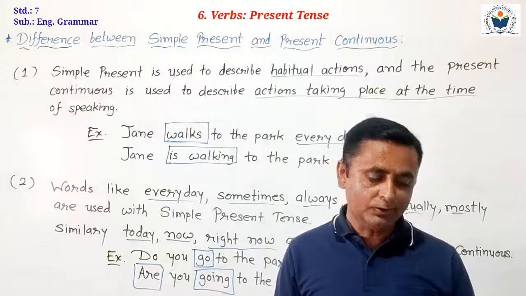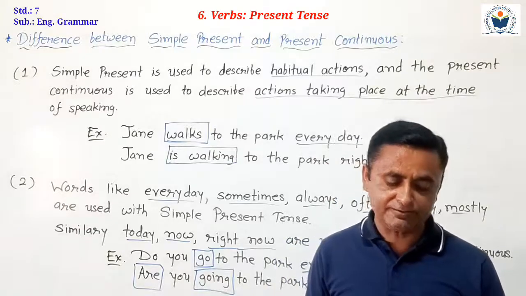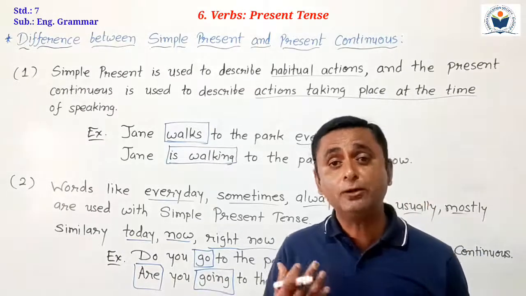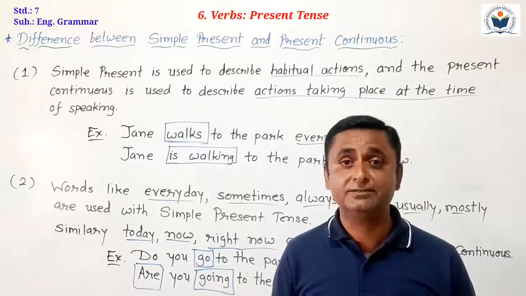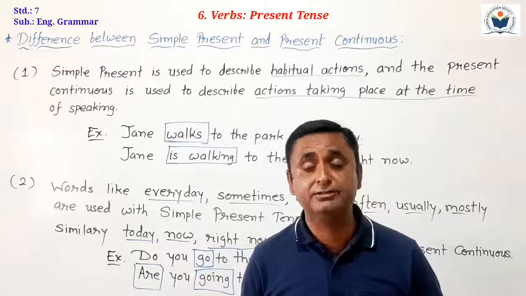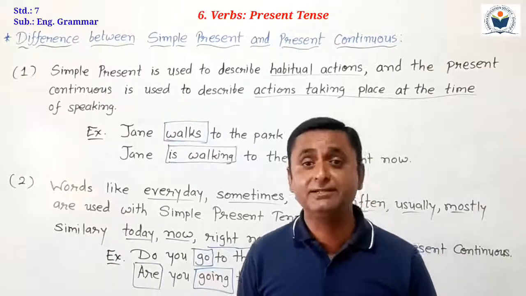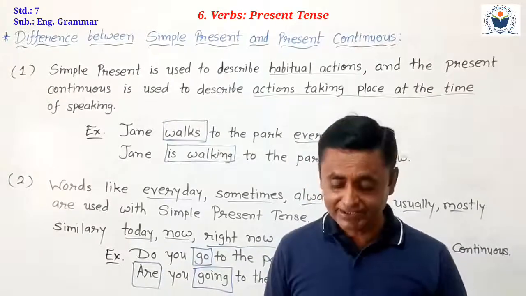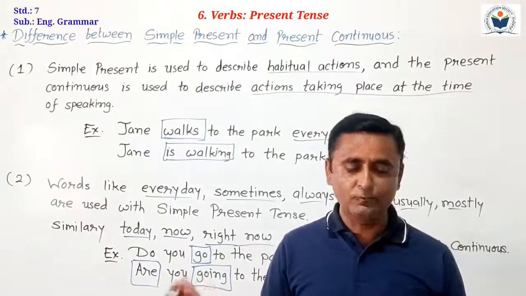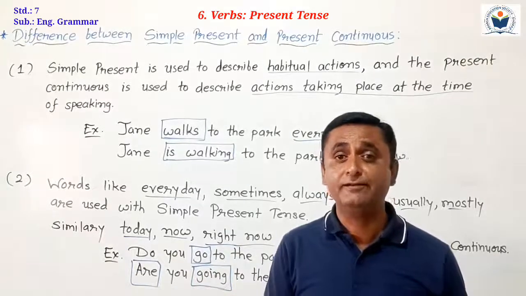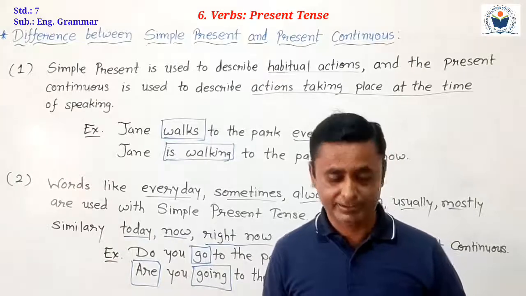The second one is: do not use present continuous tense for verbs which describe our feelings. We cannot use present continuous tense with words showing feelings, words like feel, like, hate, love, wish, care. We cannot write these in present continuous tense.